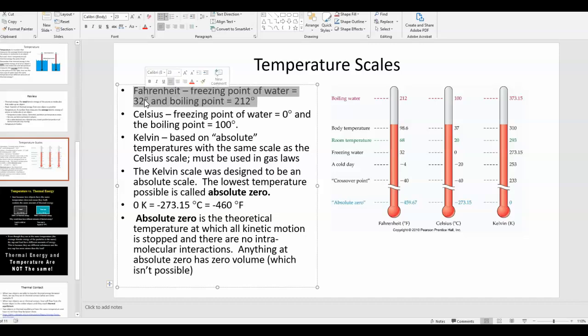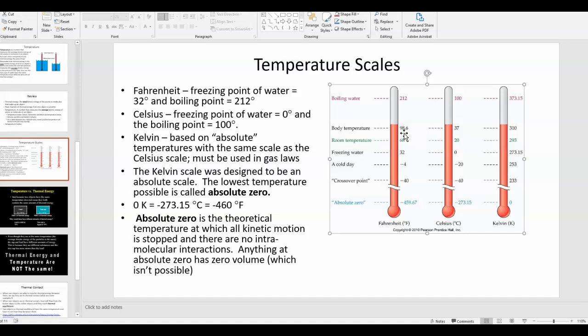Now, I only mentioned Fahrenheit because that's what we're used to dealing with in this country. So for example, when you're sick, you take your temperature, it's 98.6, but that's in the Fahrenheit temperature scale. So 98.6 degrees Fahrenheit, that's what your body temperature should be, assuming that you're not sick. Room temperature is about 68 degrees, etc. Now, we don't usually use Fahrenheit in science.